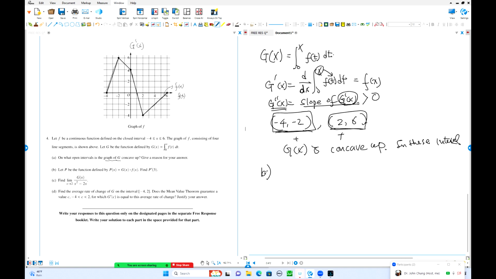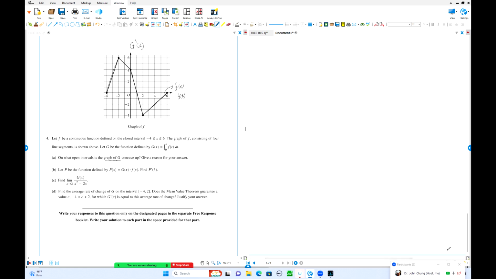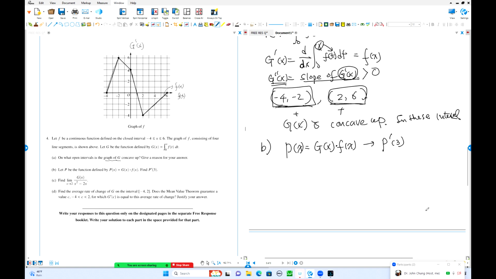Number B: another function they create, P of x equals what? At this time, G of x times F of x. When you put this together as a product, we're going to find P prime 3. P prime is a derivative. We take the derivative of P: first one prime times second, plus first one don't touch, take second prime x. That is the derivative P prime x, okay?